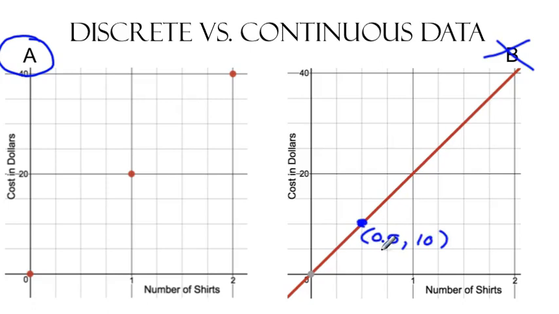But those numbers have actual meaning. 0.5 is my number of shirts. 10 is the cost in dollars. Well, there's nothing wrong with $10. We can do that. But there is something distinctly wrong with the idea of buying half a shirt. That's not something that can happen. You either buy 0 shirts or you buy 1 shirt. There's no in between. And so my data should look like this, where I have these jumps.